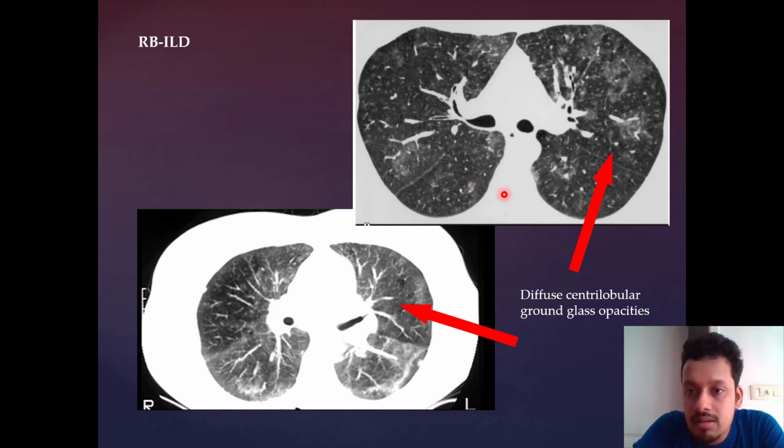Here you can see that there are diffuse ground glass opacities. These are the ground glass opacities where you can see the vessels also going in this, and there is some whitishness, and there are multiple centrilobular nodules. This is a nodule, this is a nodule, this is a nodule. There are multiple centrilobular nodules, and here mainly it is a ground glass pattern.